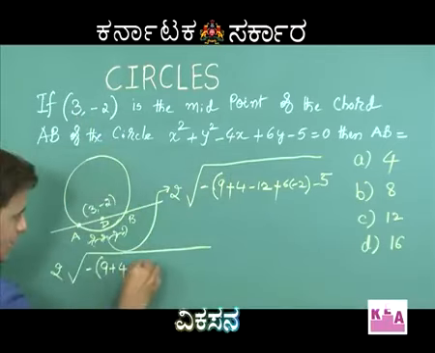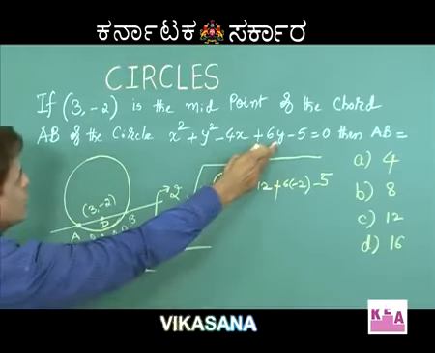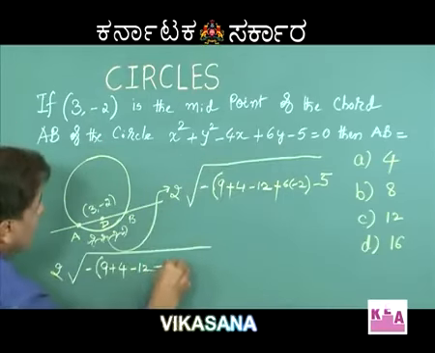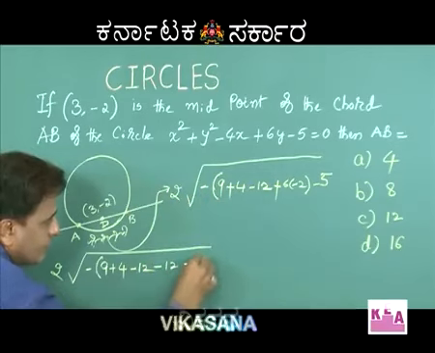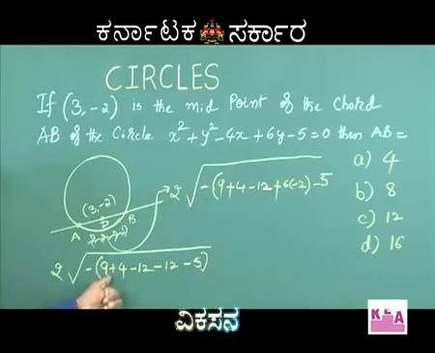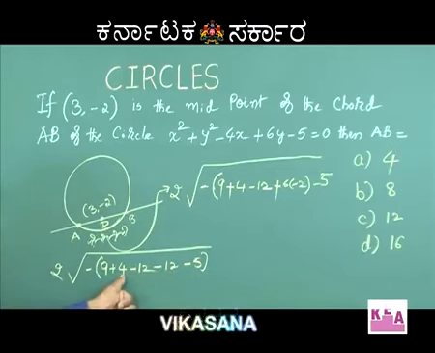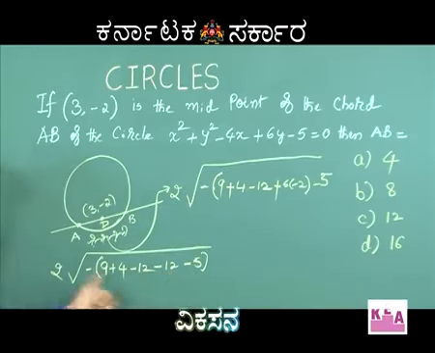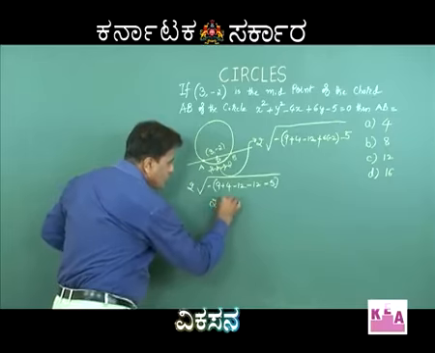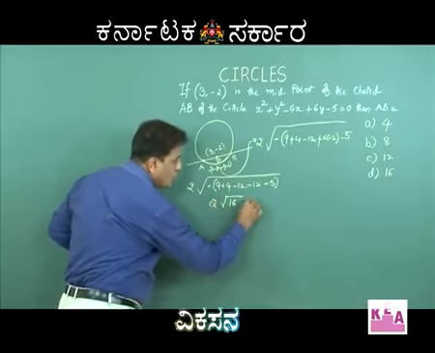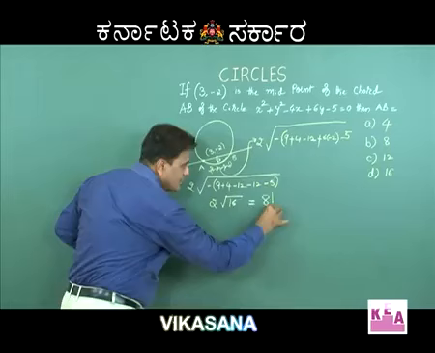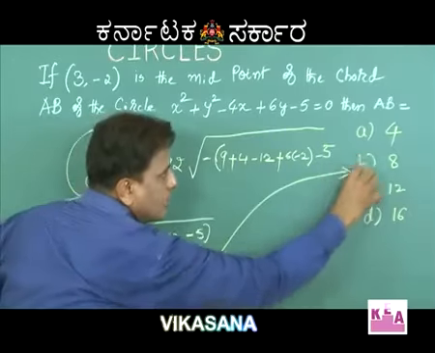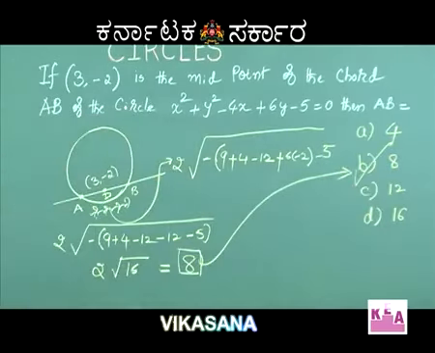4 3s are 12, minus 12, and again y value minus 2, minus 12 and minus 5, and simplify it. 9 plus 4 minus 12 minus 12 minus 5... 9 plus 4 is 13, 13 minus 12 is 1, 1 minus 12 is minus 11, minus 16, that is equal to plus 16. 2 times root 16 is equal to 4, 4 2s are 8. The right option is B.